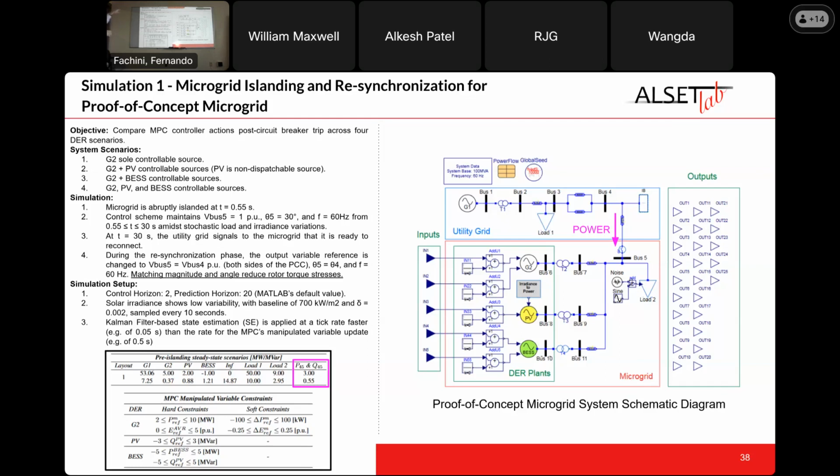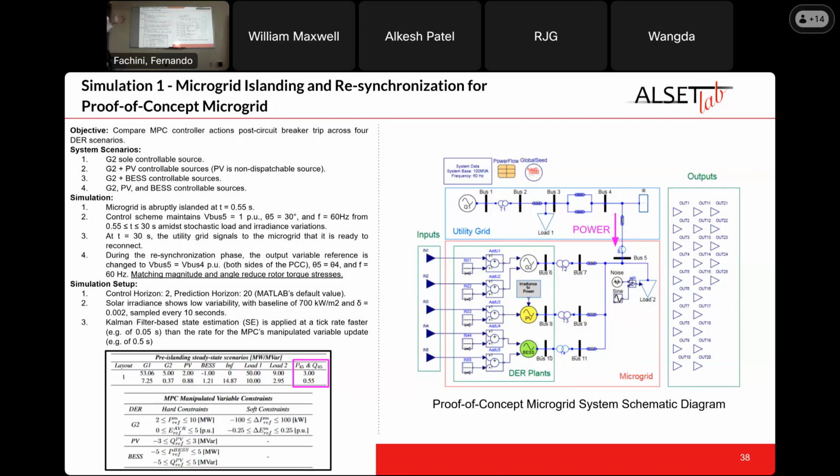And the control configuration scheme for MPC: the control scheme maintains VBus5, which is the voltage of the point of common coupling, at a specific reference that I selected, 1 pu, and a value of angle that I also selected, 30 degrees, and the frequency has to be 60 hertz. And it does so from 0.55 seconds up to 30 seconds.